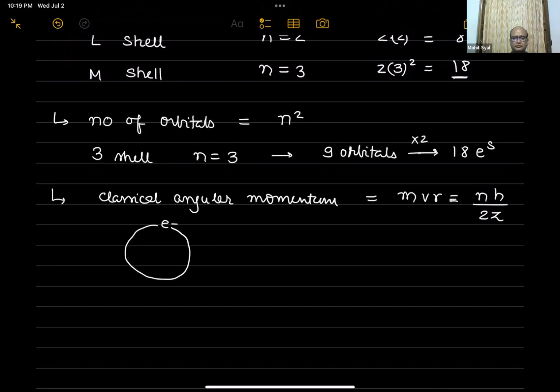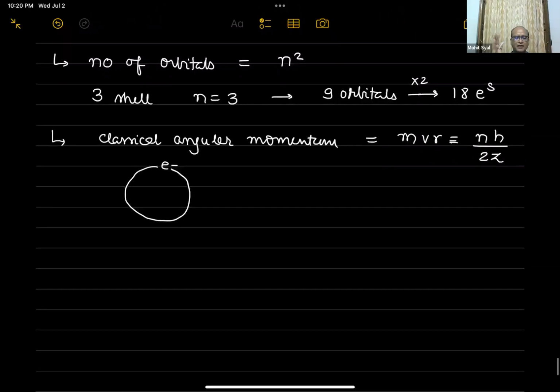Is it clear? So the momentum is nh upon 2 pi, right? The first shell will have angular momentum h upon 2 pi, where h is a constant. The second shell will have angular momentum h upon pi. The third shell will have 3h upon 2 pi, and so on.